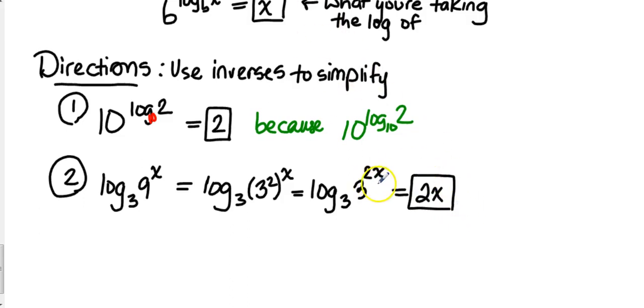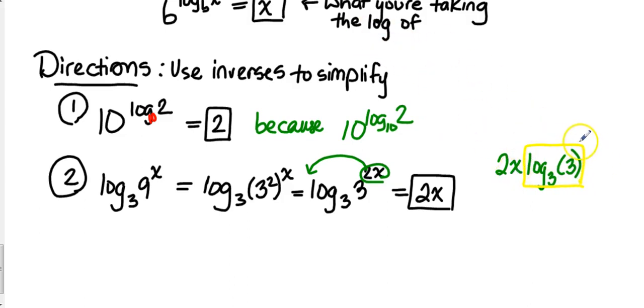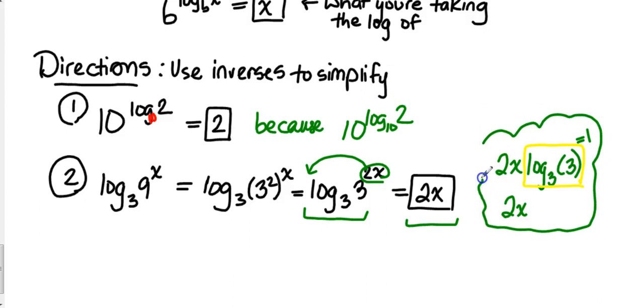Another way of thinking about it, technically I could apply the power property, and that would become 2x times log base 3 of 3. From our very first day of notes, I know that that equals 1, leaving behind 2x. So it's not just disappearing. We didn't just miraculously go from here to here. What's really happening is this. But we're using our knowledge of our properties to not have to write this out.